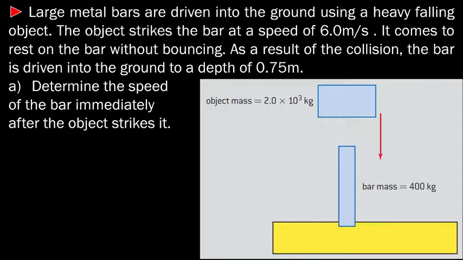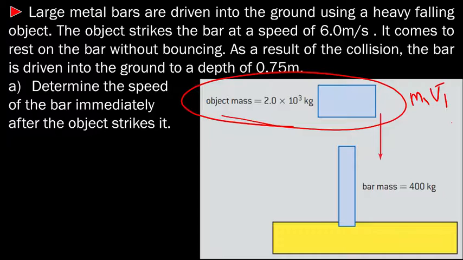Part A. Determine the speed of the bar immediately after the object strikes it. Okay, we know that in every collision, we can use the principle of conservation of momentum. The total momentum of the system before the collision is just the momentum of the falling object, which is m1v1. After the collision, it strikes the bar and they join together and make a mass of m1 plus m2 with a common velocity of v.